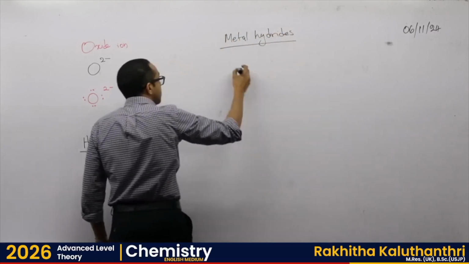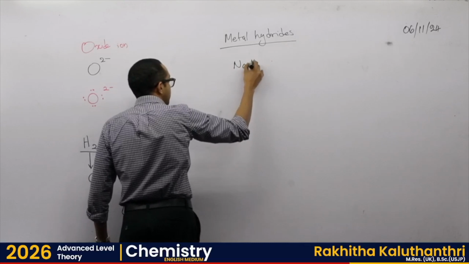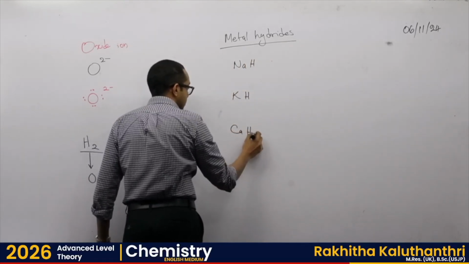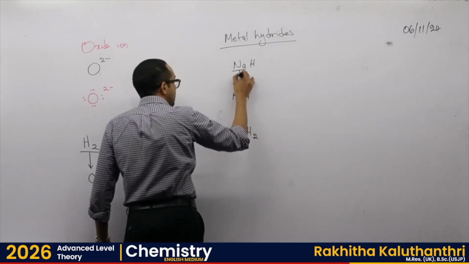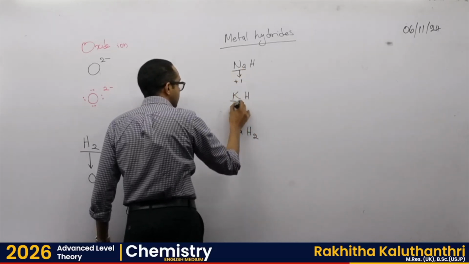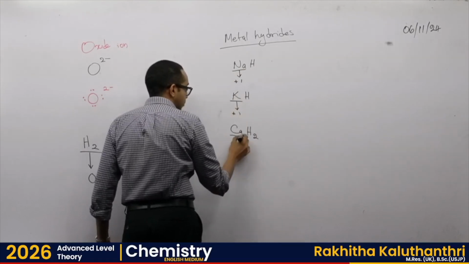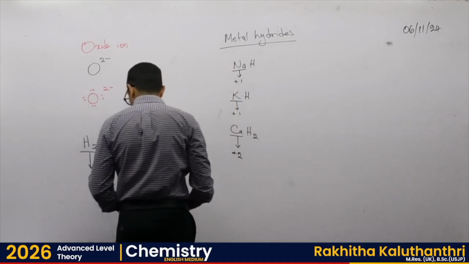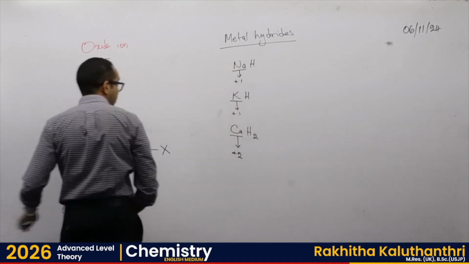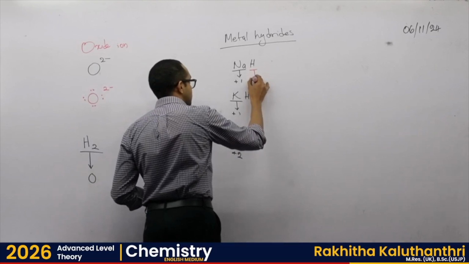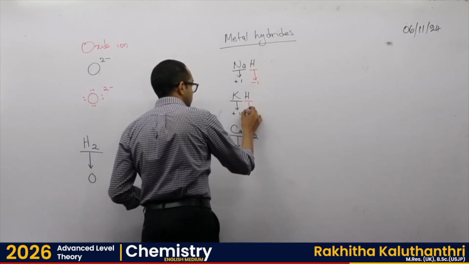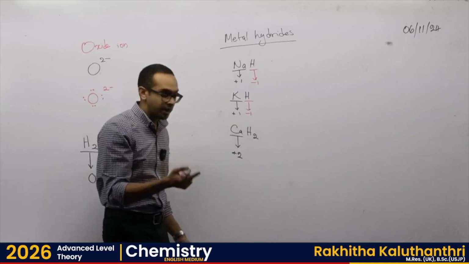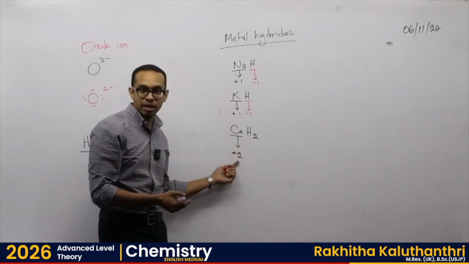Metal hydrides like sodium hydride, potassium hydride or calcium hydride: the metal is always in a positive oxidation state. Calcium forms +2 ions only, so calcium is +2 here. But the hydrogen here is in a minus oxidation state, -1. There are two hydrogens, each hydrogen is -1. So -1 -1 is -2, which cancels off this oxidation state.